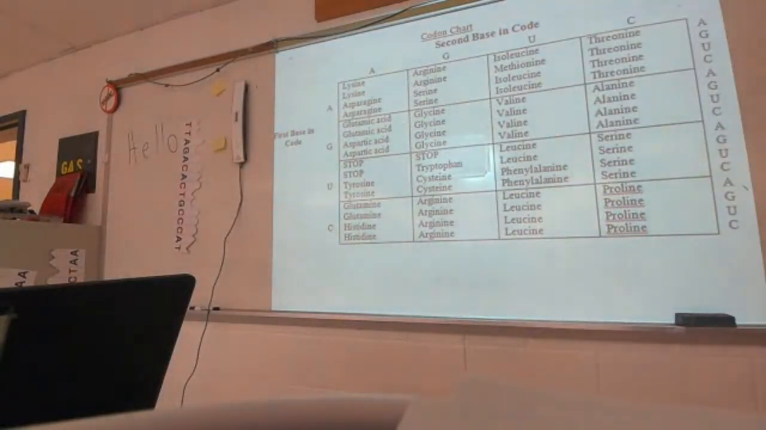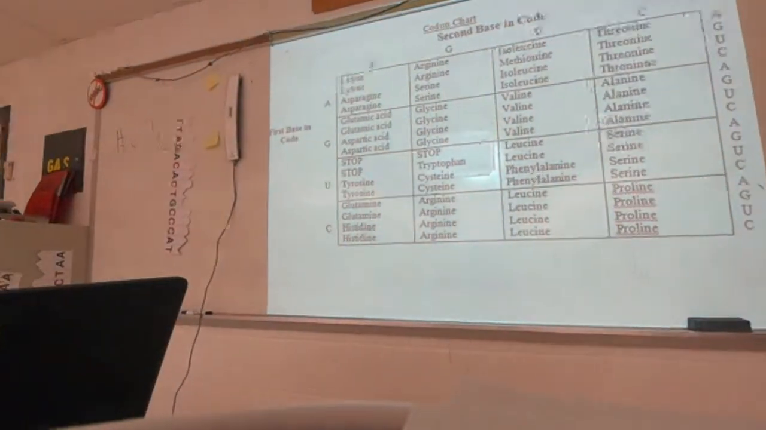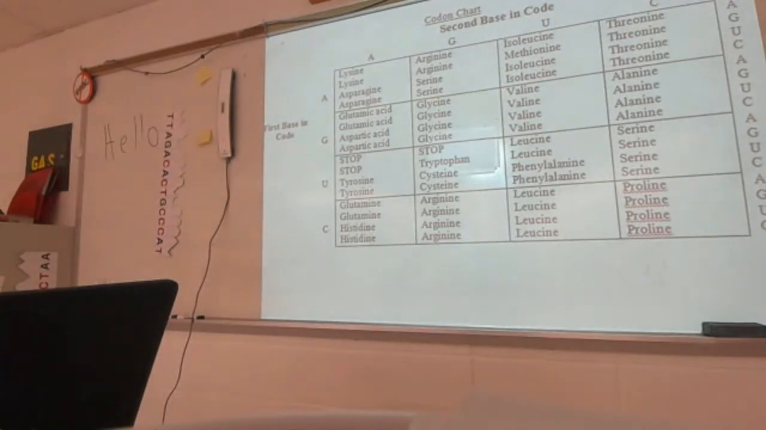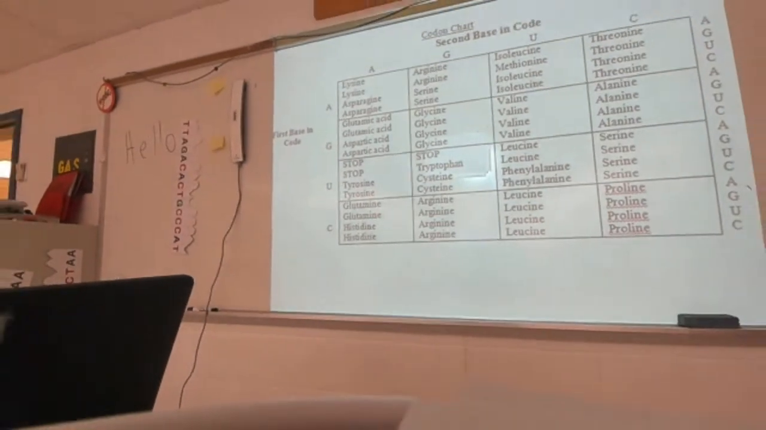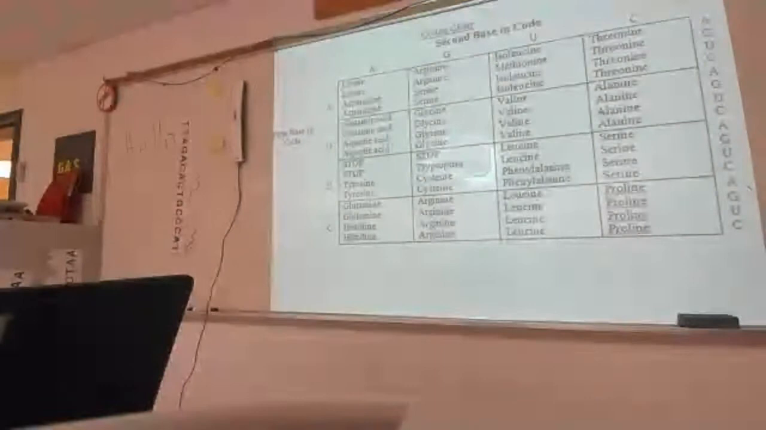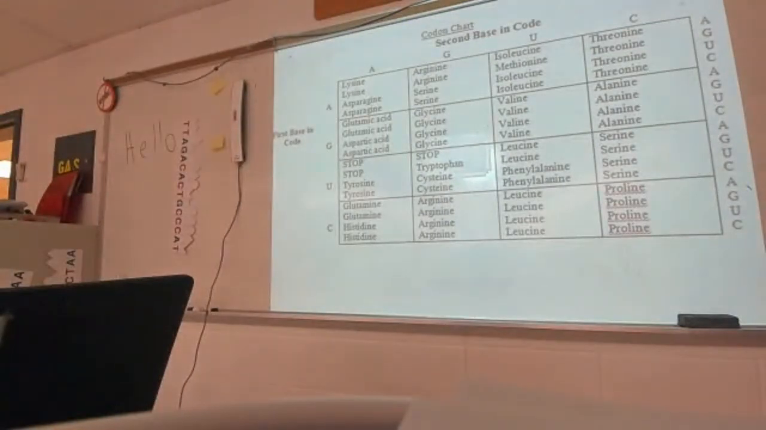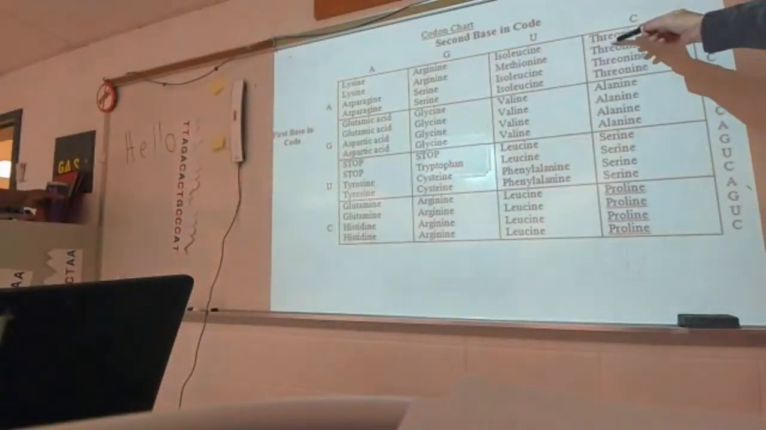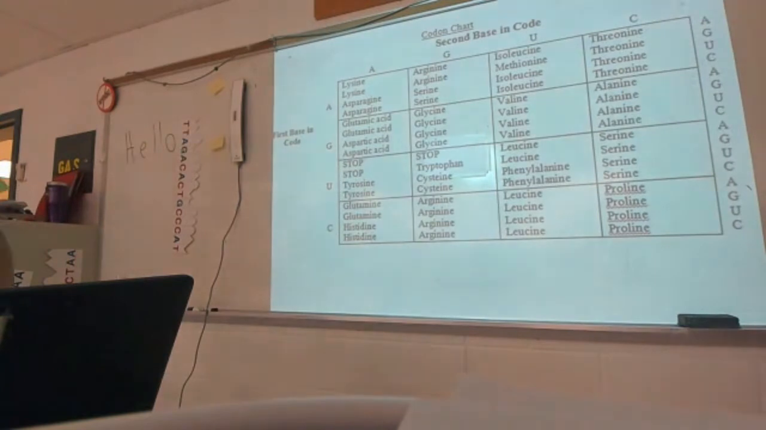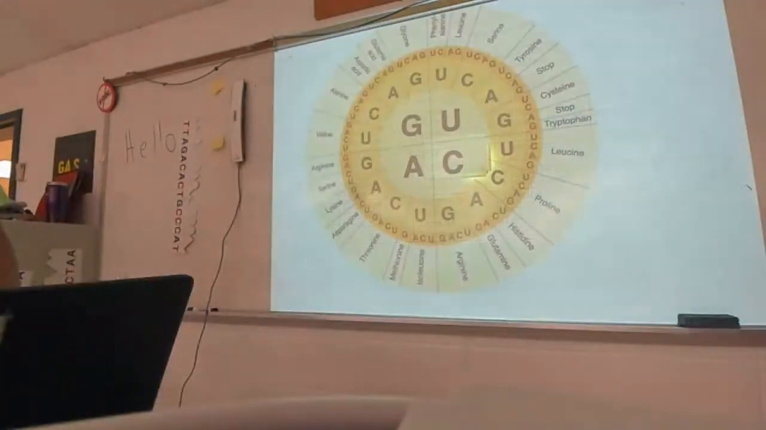So every 3 letters of mRNA is a codon. We plug the codon into the chart. This is your first chart. This one's got it all spelled out. Everything's spelled out for you in terms of the amino acids.